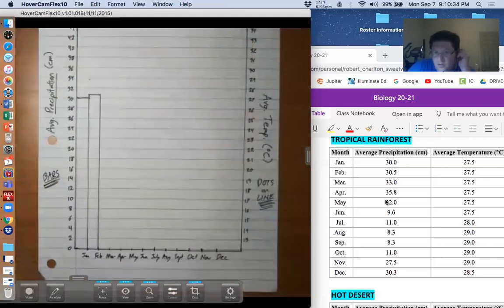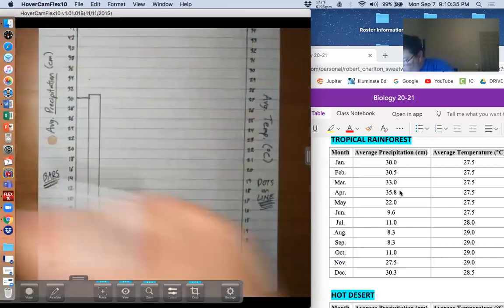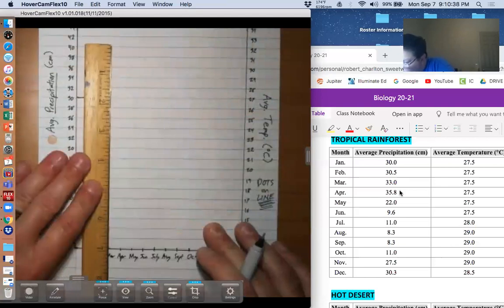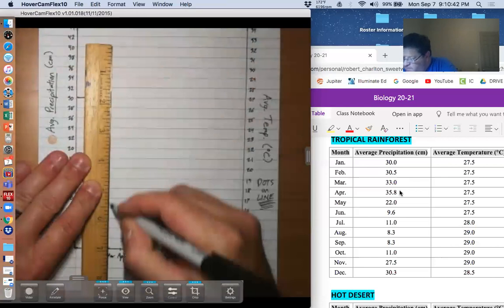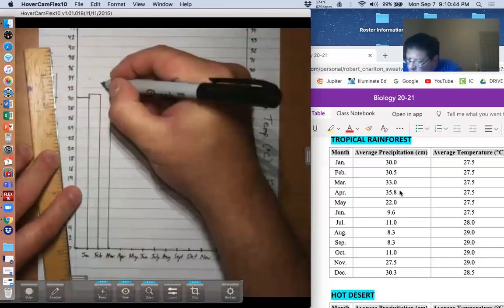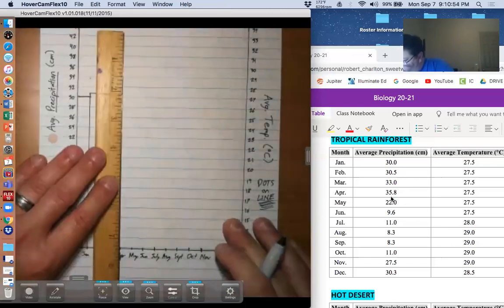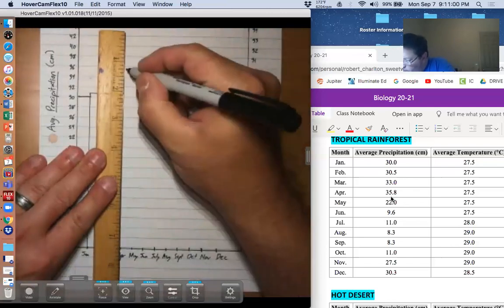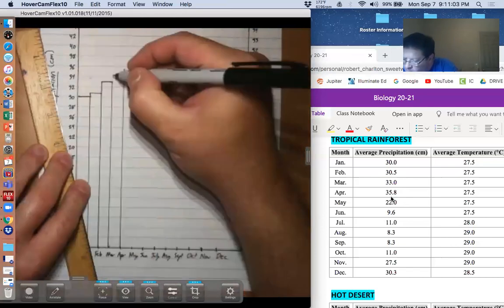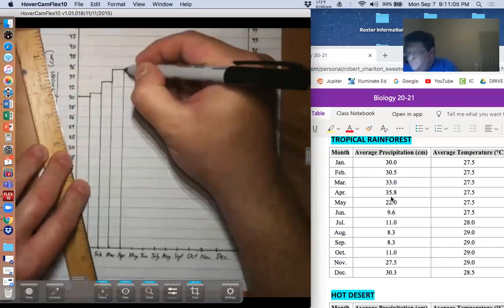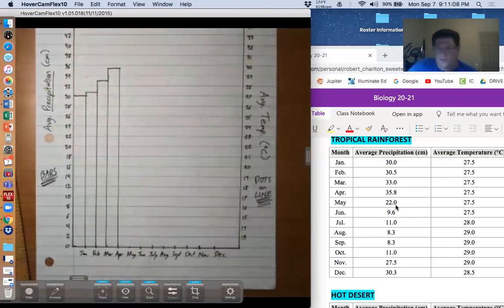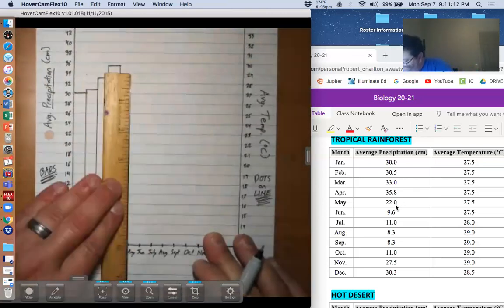All right, March is 33. So I'm going to go to 33. 33 is right about there. April, 35.8. Okay, we're really up here. And you're like, dang, man, these are some big bars. Yep, they are. 35.8. Okay, May 22. It's coming down a little bit. 22 will be right here.